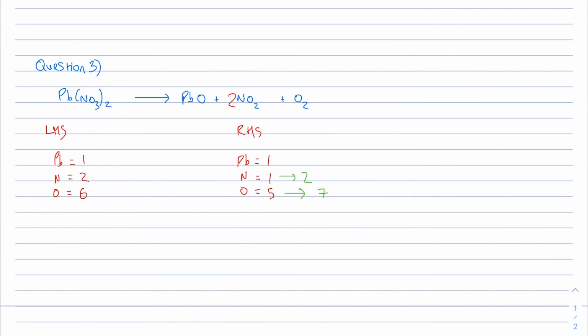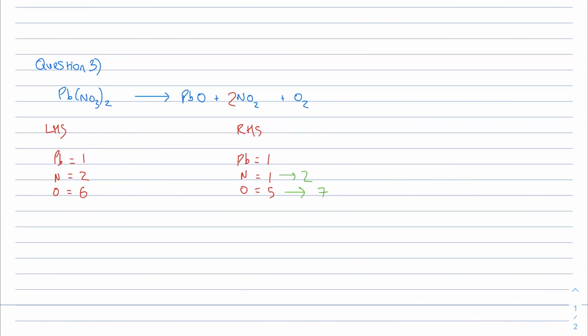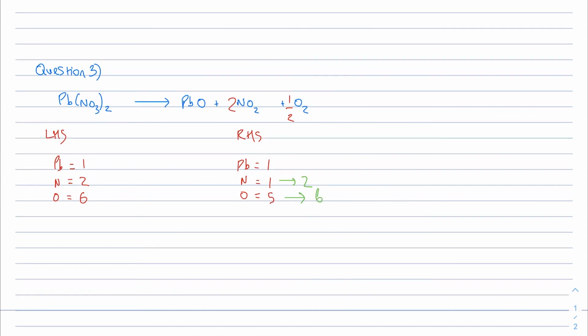Well, if you look closely on the right hand side, we have O2, but we can reduce this to simply oxygen, just one O, by doing half O2. Half O2 means we're going to only have 1 oxygen. And now this balances our equation because we have 1 oxygen here, 2 here, and 1 here. And that gives us a total of 6.